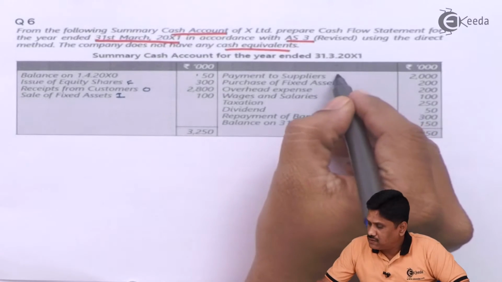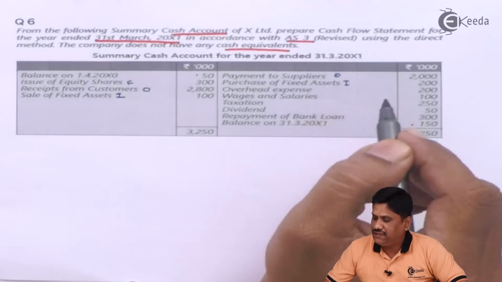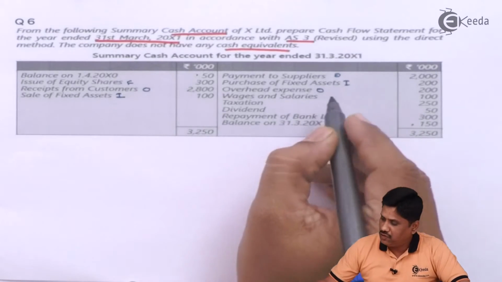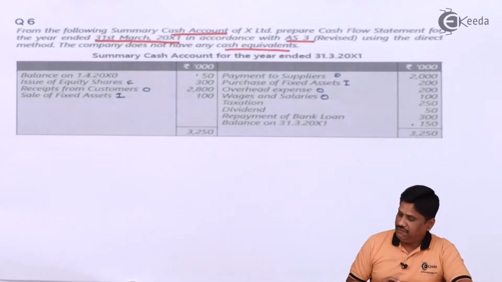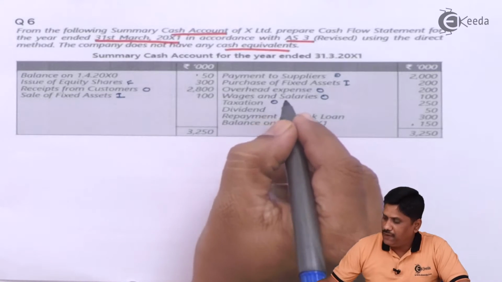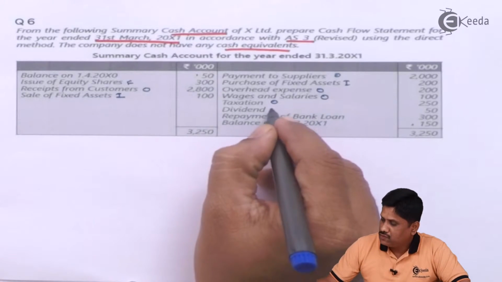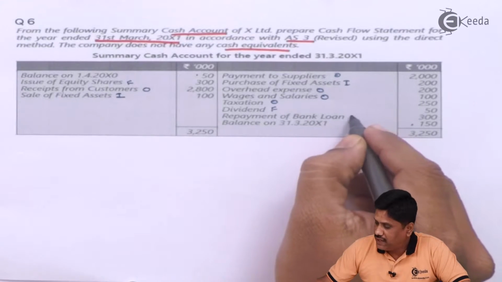Payment to suppliers, operating activity. Purchase of fixed asset, investing activity. Overhead expenses, operating activity because it is your day-to-day cost. Wages and salaries, operating activity. Taxation, operating activity. Dividend paid by you, of course it is on payment side, so it is paid, so it is financing activity. Repayment of bank loan, financing activity.